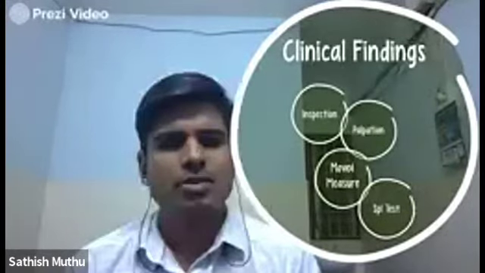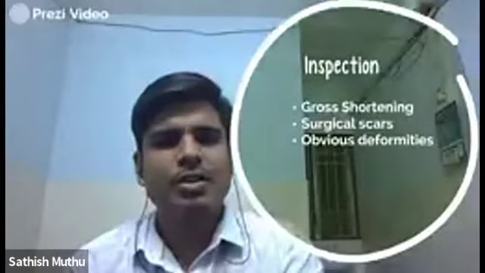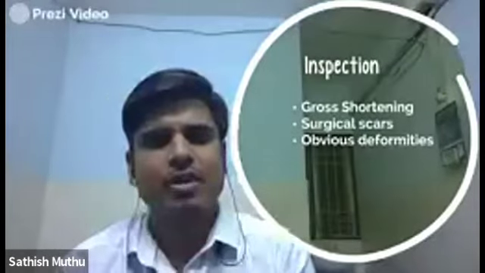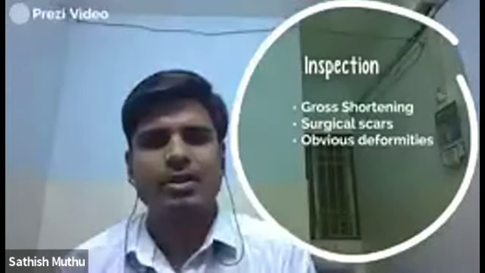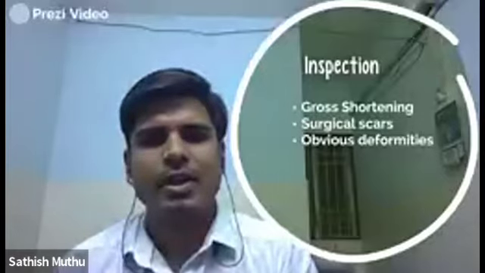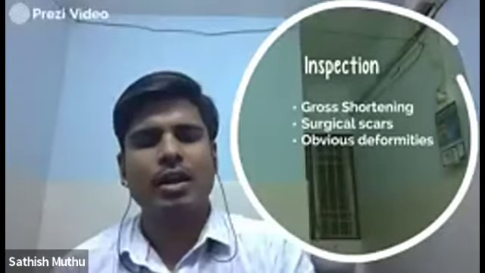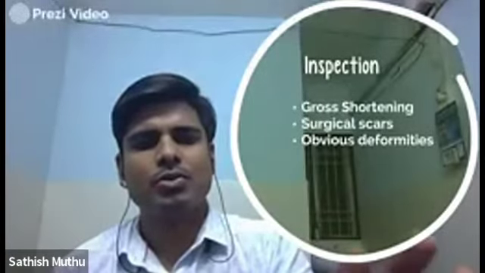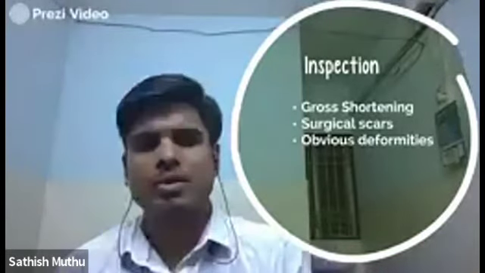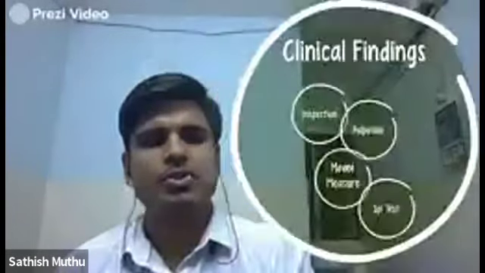We will see what are the things you have to say in inspection. In inspection and attitude, you can say about the gross shortening, you should not forget that. If it is a failed fixation case, or a surgical case, comment about the status of the scars and healing nature, all you have to comment about. And on inspection, you won't forget to say the obvious deformities which are visible. These are the inspection findings which you should not miss.